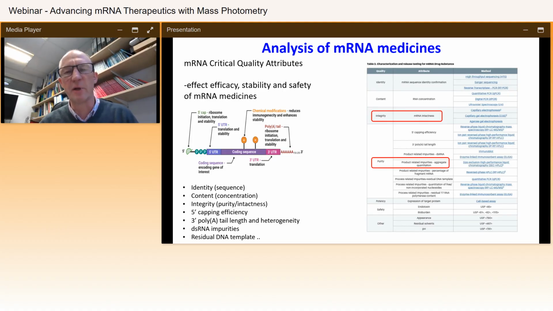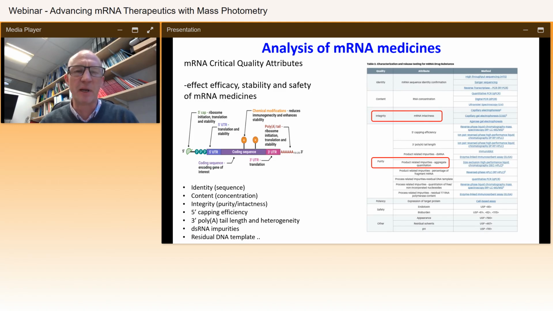And then at the other end of the molecule, we have the 3' poly A tail, and this is just a sequence of A residues, which can be anywhere between about 50 and 200 nucleotides in length. So each of these different corresponding regions or attributes of the mRNA molecule, we really need to assess and characterize using analytical techniques.